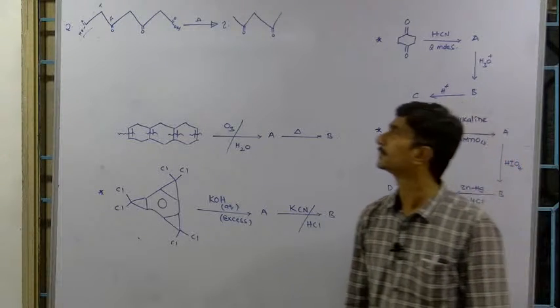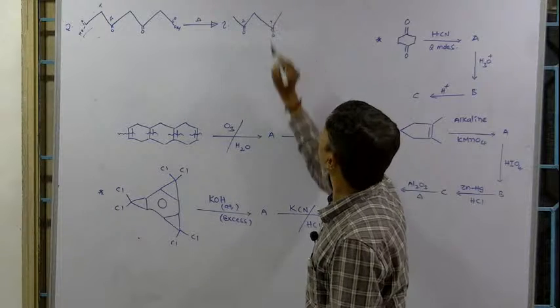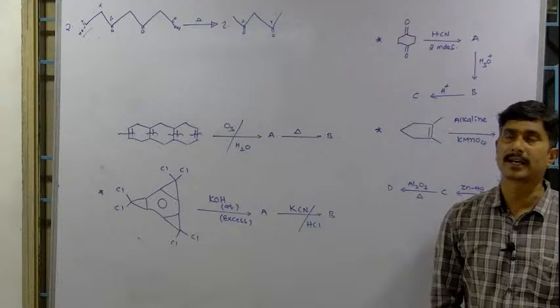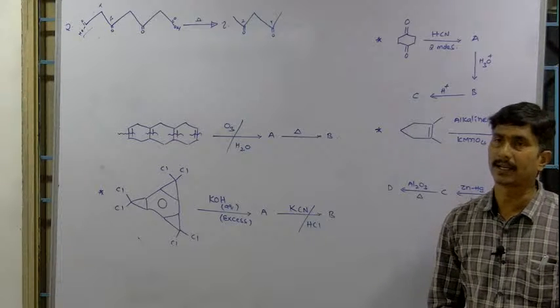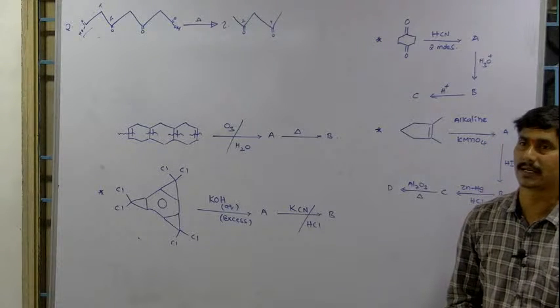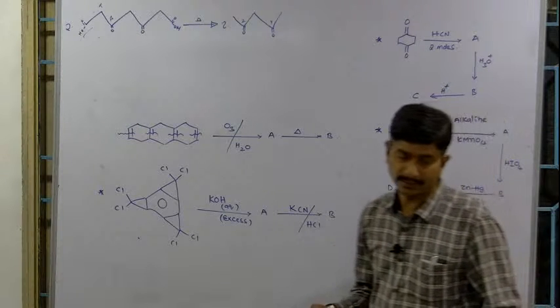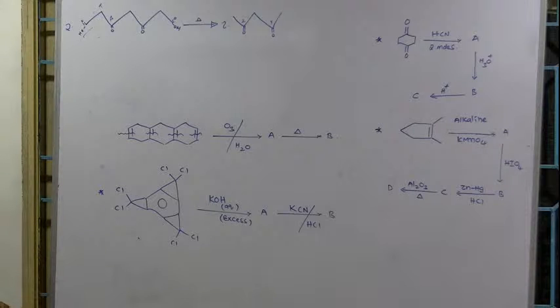Okay? So this was the answer. That is hexane-2,4-dione. Hexane-2,4-dione is the answer of the second one. You try the remaining one, then we go for the next chemical properties of carbonyl compounds.